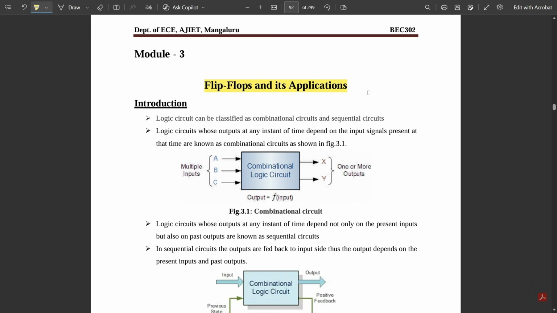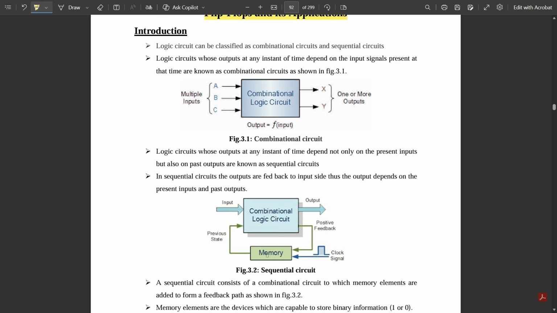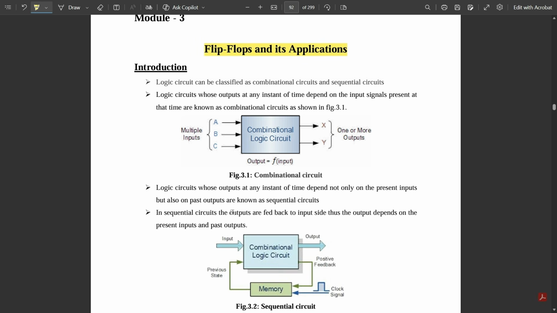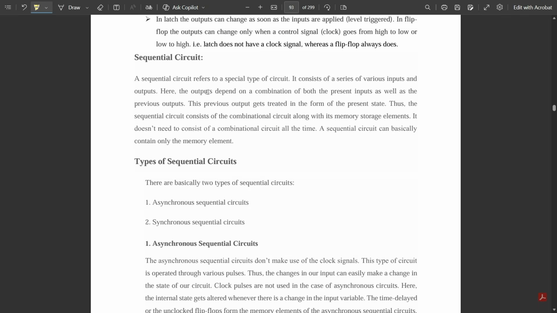Let us start from this module, that is the introduction part to sequential circuits. Because before knowing the concept of flip flop, you need to know that flip flops come under sequential circuits. You need to know first what a sequential circuit is. We have already studied combinational and sequential circuits, and how they consist of present and previous state inputs, in module 1 only. We'll directly start from the concept of sequential circuit here.